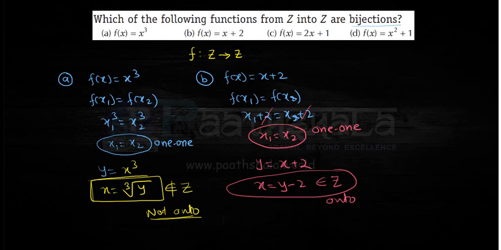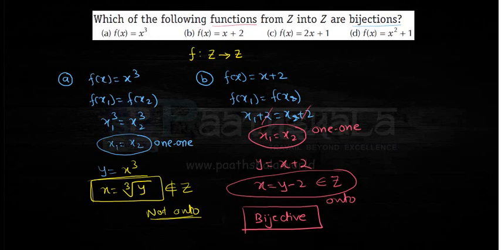So this function, f(x) equals x plus 2, is a bijective function, or bijective relation, we can say. We have mentioned the function, hence it is a bijective function. We got the answer, but we will discuss options C and D as well.